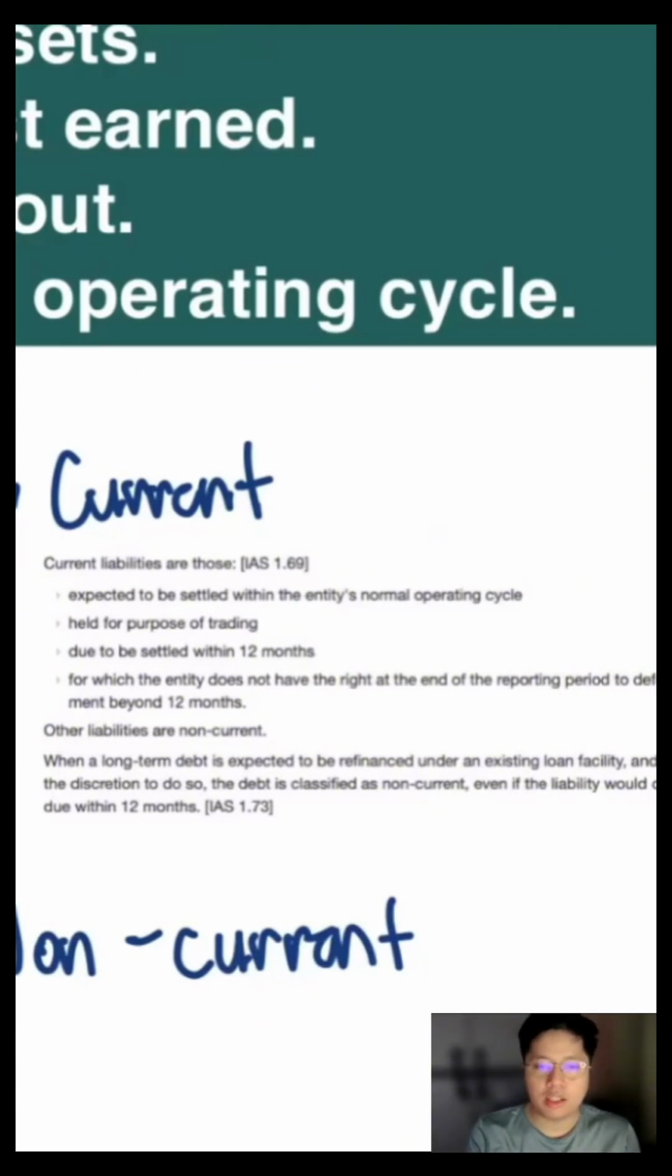Another point of consideration is when a long-term debt is expected to be refinanced under the existing long-term facility. So when the entity has the discretion to extend the loan, then that will be considered as a non-current liability, provided that if the liability is due within 12 months, the entity has the right to extend the payment or the date of settlement. Then that is considered as non-current liabilities.